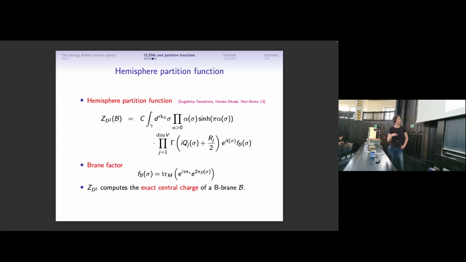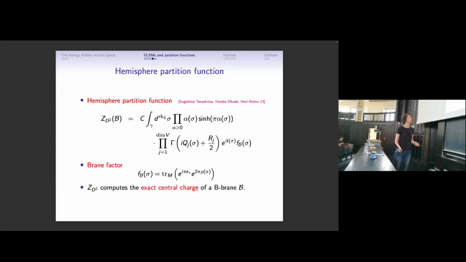And the good thing is that the object it computes is actually very useful. It's the exact central charge of the B-brane. So that means the leading terms are the Ramond-Ramond charges of the brane. And then we have all the sub-leading terms coming from instanton corrections if we have an interpretation of instantons like in the geometry. So this is a very useful object to compute.